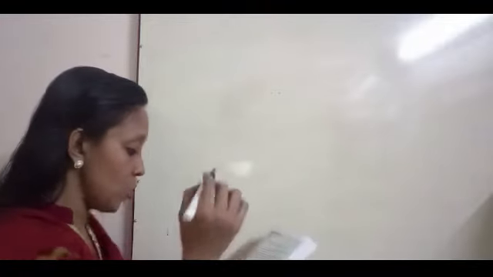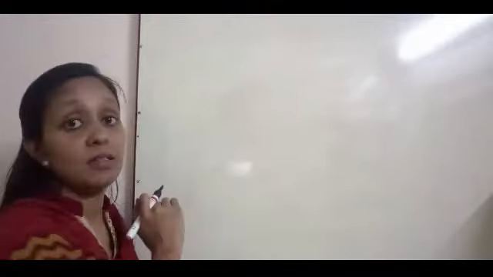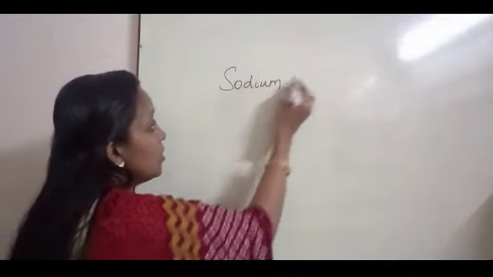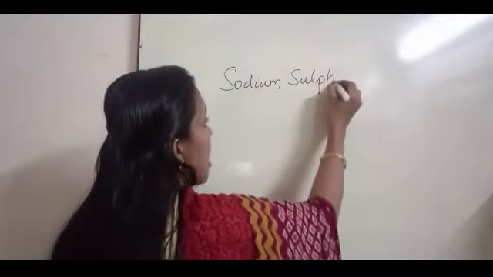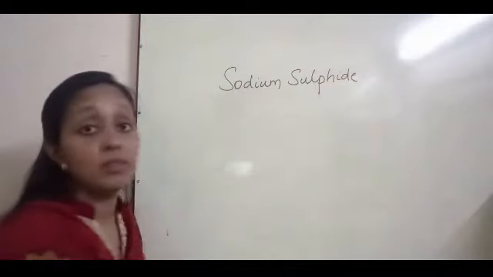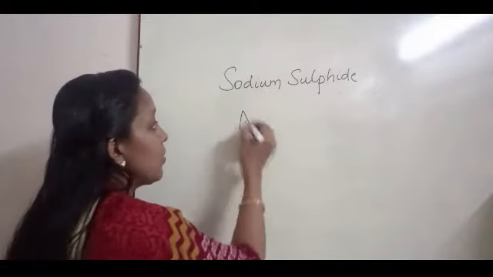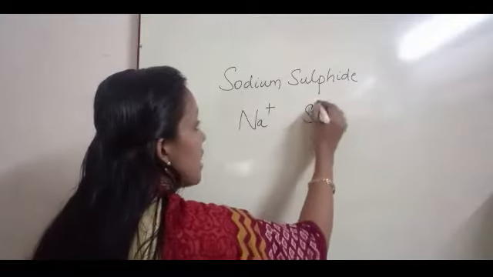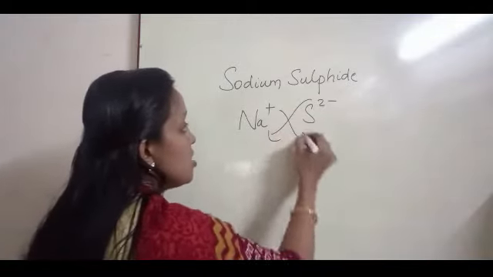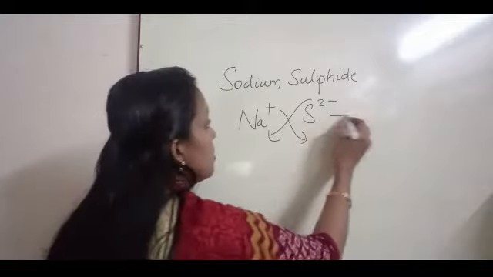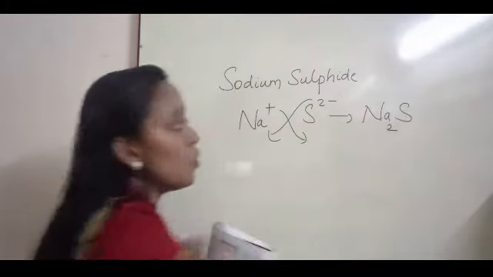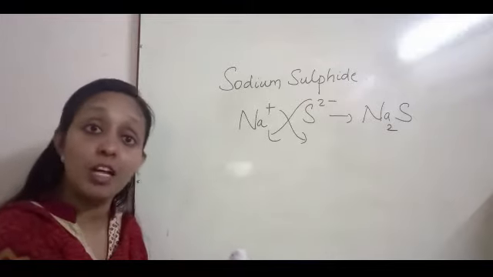To write the molecular formula of a compound, let us see the first one, sodium sulfide. If you are given such a question, how do you write the formula, children? Sodium sulfide is very simple, right? Na+ is the sodium ion. The sulfide ion is S2 minus. Exchange the valency. So sodium gets 2 and sulfur is given 1. So the formula is Na2S.